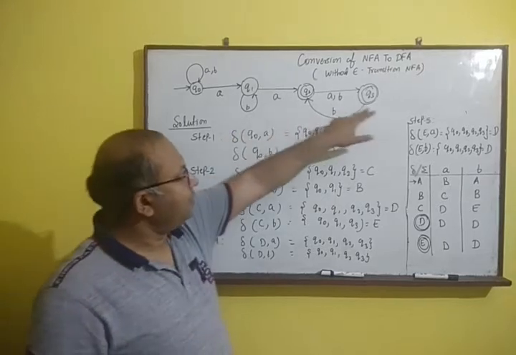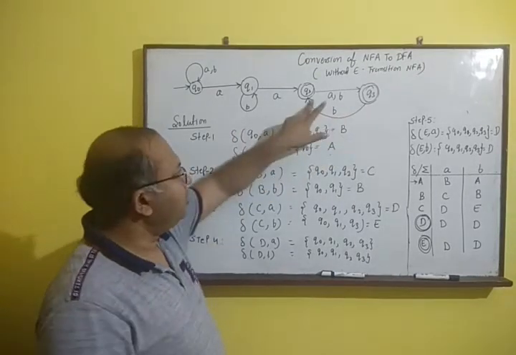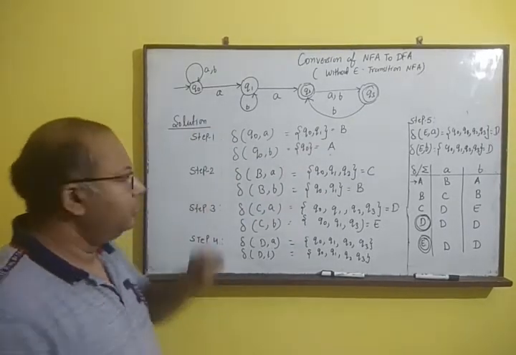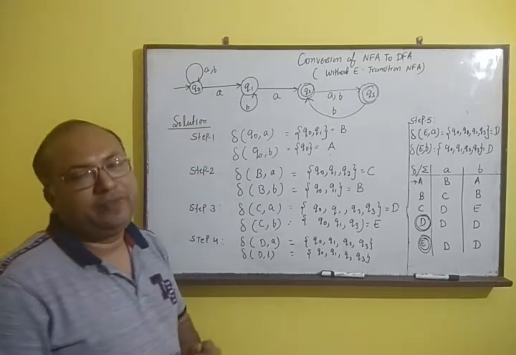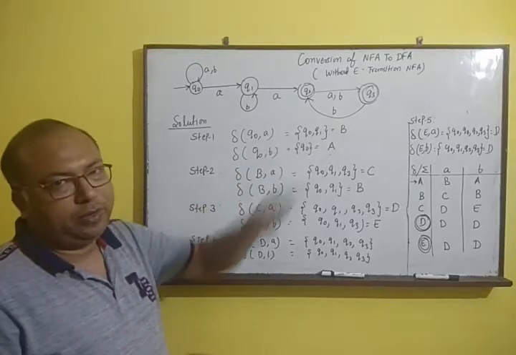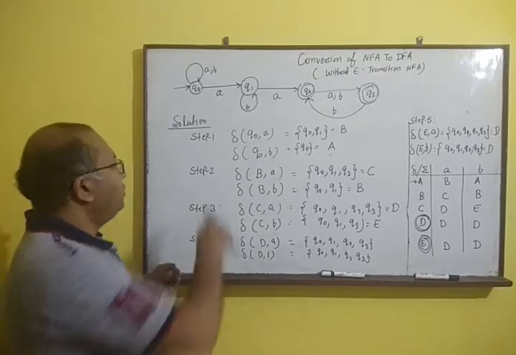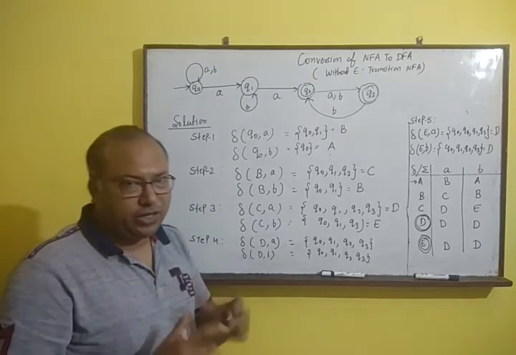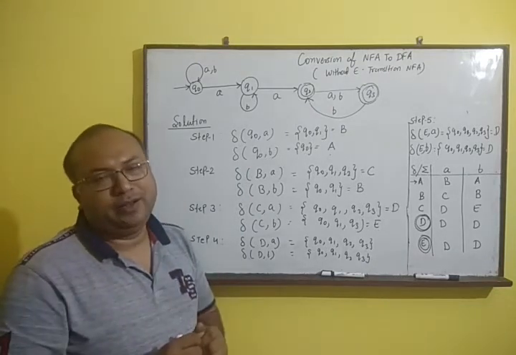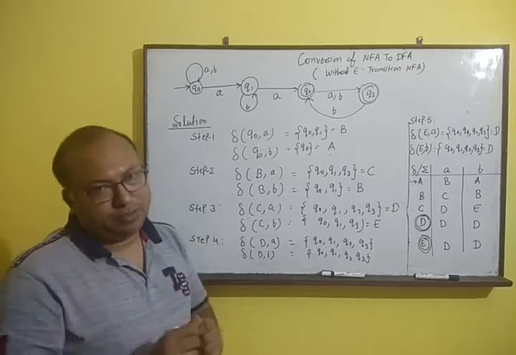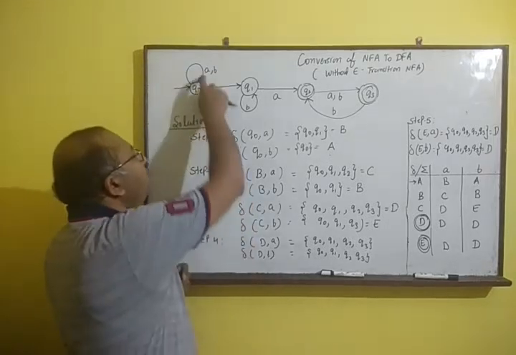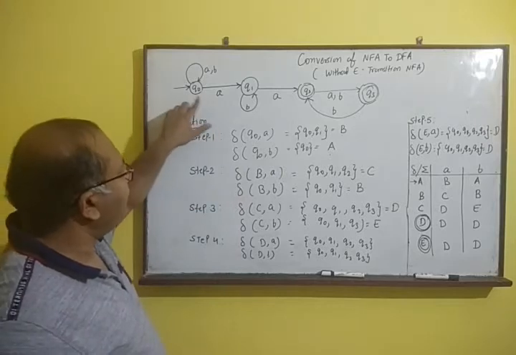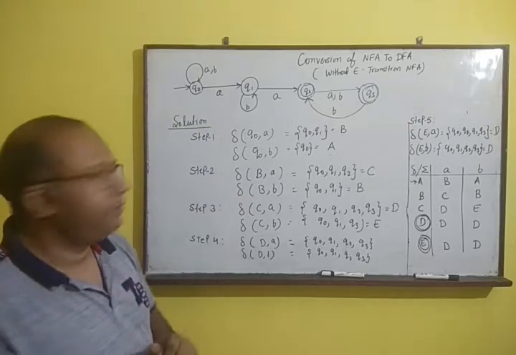We have two final states in this NFA, Q2 and Q3, and the initial state is Q0. There are certain steps we need to follow to convert it into a DFA. This is the first step: we need to find the transition on each state on every input symbol. We have two input symbols, A and B, so we need to find the transition of A and B on this Q0 state.